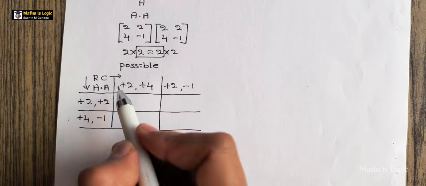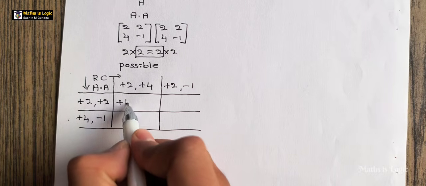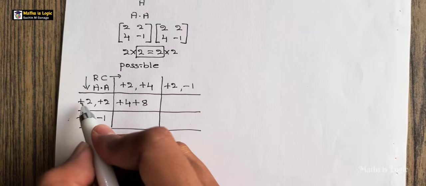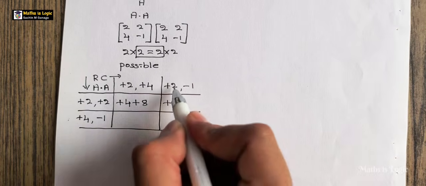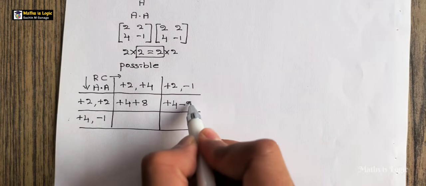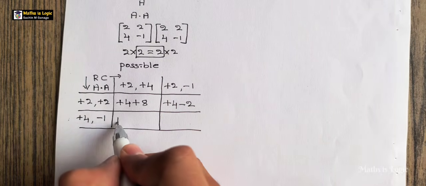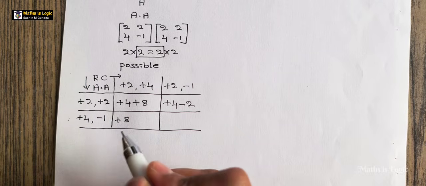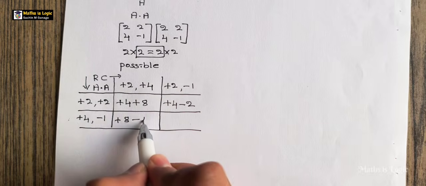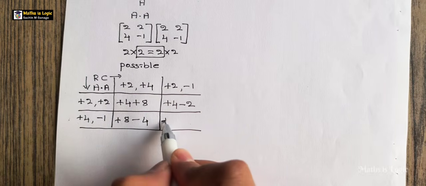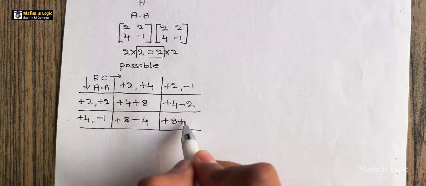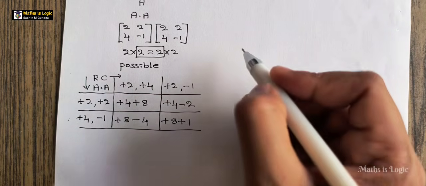Multiply. Plus into plus, plus 2 into 2 is 4, plus into plus, plus 2 into 4 is 8, plus into plus, plus 2 into 2 is 4, plus into minus is minus 2 into 1 is 2, plus into plus, plus 4 into 2 is 8, minus into plus is minus 1 into 4 is 4, plus into plus, plus 4 into 2 is 8, minus into minus is plus 1 into 1 is 1.